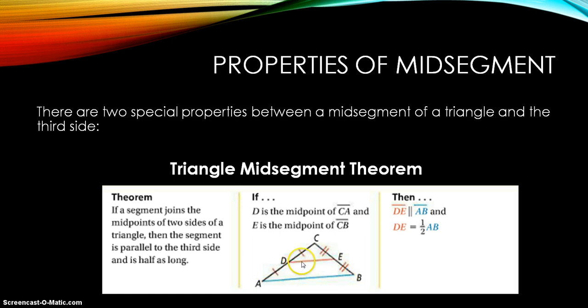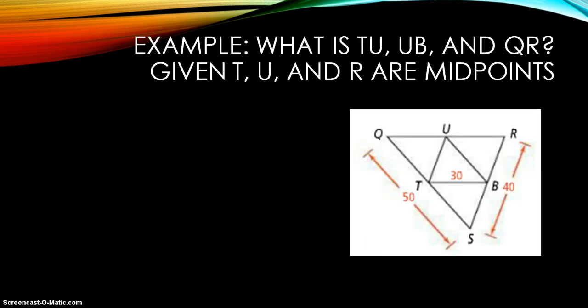And use a little bit of common sense. If we're going from smaller to bigger, we're going to double it. If we go from bigger to smaller, we're going to cut it in half. So let's do an example with this. We're going to find the length of TU, UB, and QR. So the first one I'm going to do is find TU.